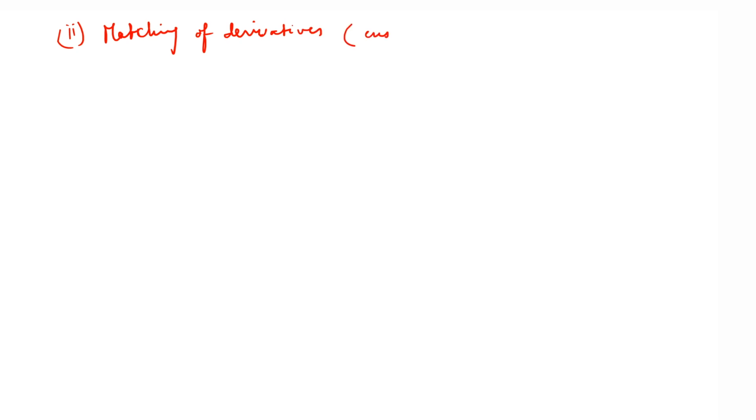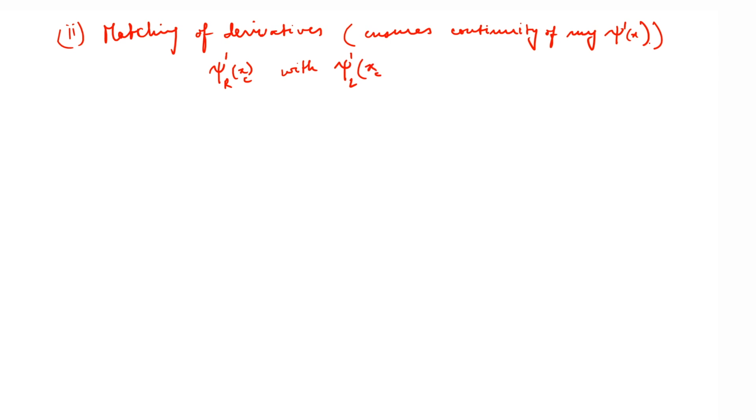So, this ensures continuity of my derivatives over the range. That basically means matching psi prime r at x c with psi prime l at x c. So, the ideal scenario is that my psi r prime at x c is equal to psi prime l at x c.